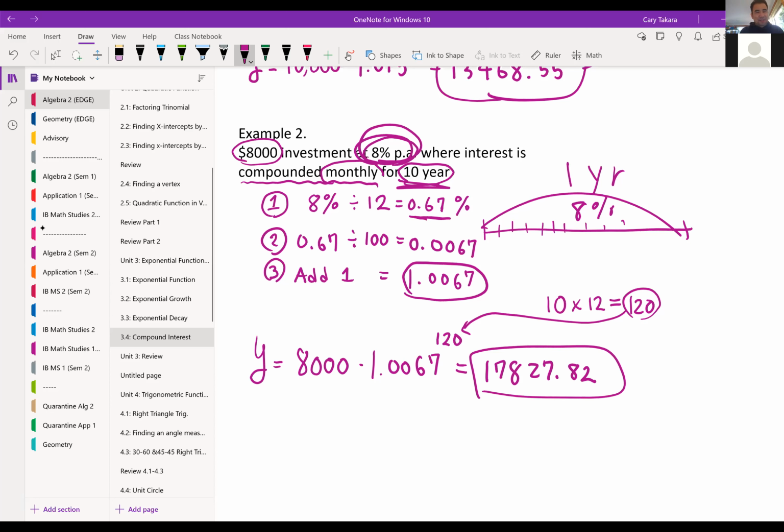But this is not accurate because we rounded off the percentage right here, you guys. And I don't think I will pick a number on the test that will not divide evenly. Okay.